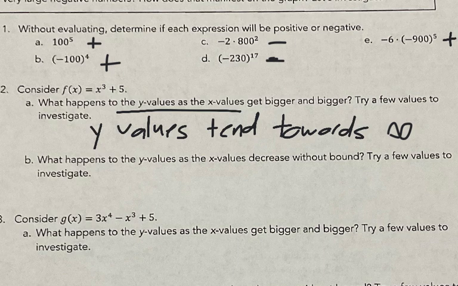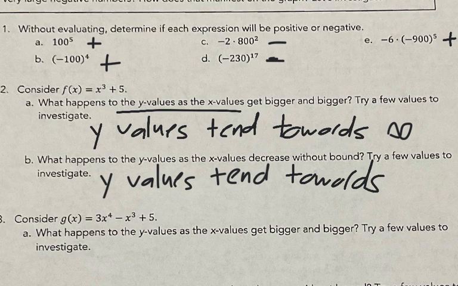All right. What happens to the y values as the x values decrease without bound? So as my x values get smaller and smaller, they tend toward negative infinity. So like if I plugged in negative 100, negative 100 to the third would be some large negative number. And if I add 5 to it, it's still some large negative number, right? And as I keep plugging in more negative numbers, it's just going to get closer and closer to negative infinity. So we would say here the y values tend towards negative infinity.